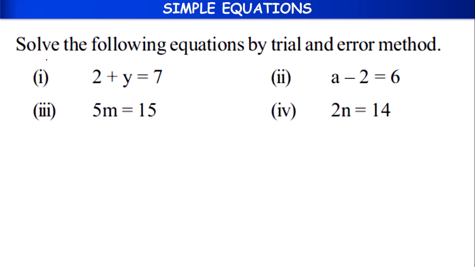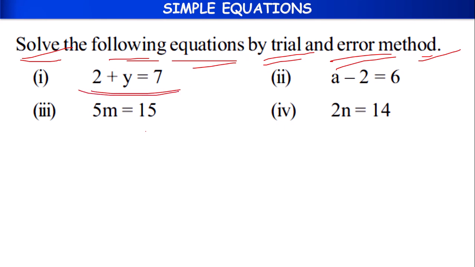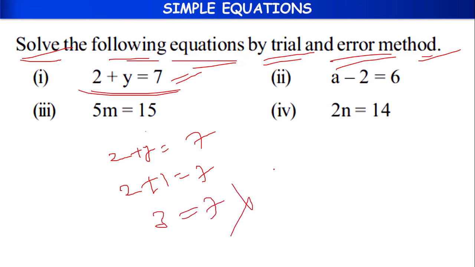Next one. Suppose if you have questions like this, solve the following equations by trial and error method. The given equation is 2 plus y equal to 7. Let's start with 1. 2 plus 1 equal to 7. 3 equal to 7. Wrong.